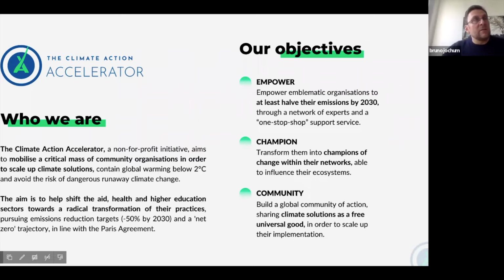The second objective is how to work with the same partner organizations to contribute to a domino effect within their networks with peers to basically have an influence sector-wide. And third, it's to build a community of practice, open source, sharing solutions, experience, and tools with everybody, whether they're partners or not of the Climate Action Accelerator.